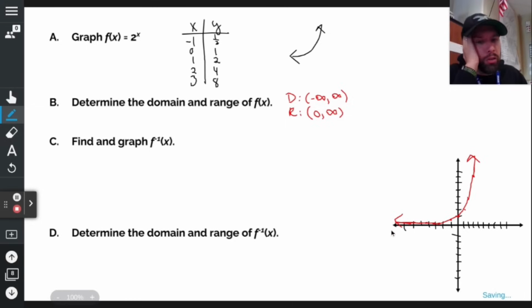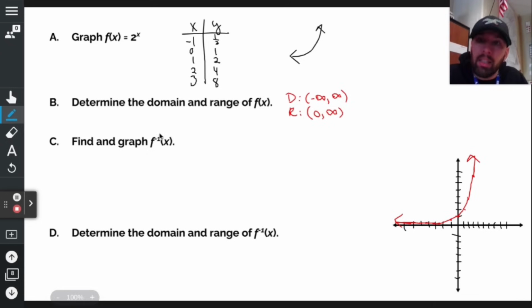As you can see, this will never go below the x-axis. This will always flatten out. And that makes sense. No matter what negative number, if I were to plug in negative infinity, it would be 1 over 2 to the infinity, which is basically 0, but not quite 0. Remember limits? So that's why that doesn't work.